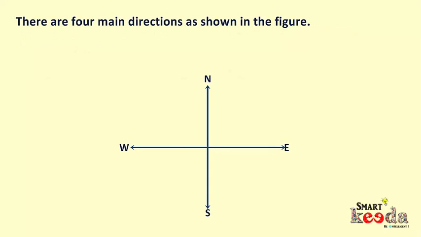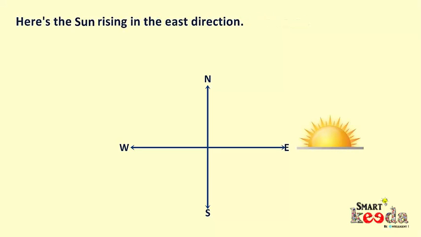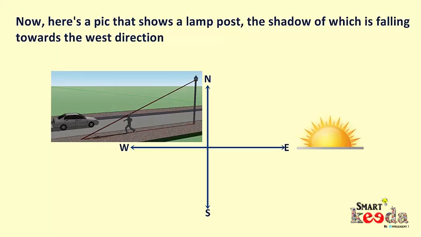We know that there are four main directions as shown in the figure. Now here is the sun rising in the east, and here is a picture that shows a lamppost or pole, the shadow of which is falling towards the west direction, and so is everything else. How is it happening? Because the sun is rising in the east and therefore the shadows of all the objects will fall towards the opposite direction, which is west here.